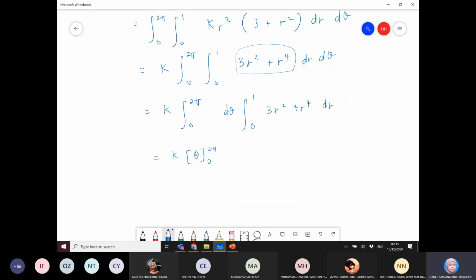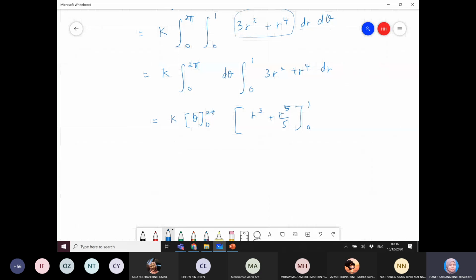Then you just evaluate, put in the numbers, everything. So here you have 2 pi k times 1 plus 1 over 5, equal to 12 pi k over 5. Okay?